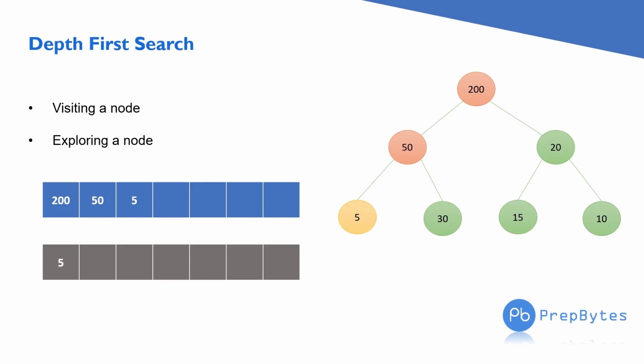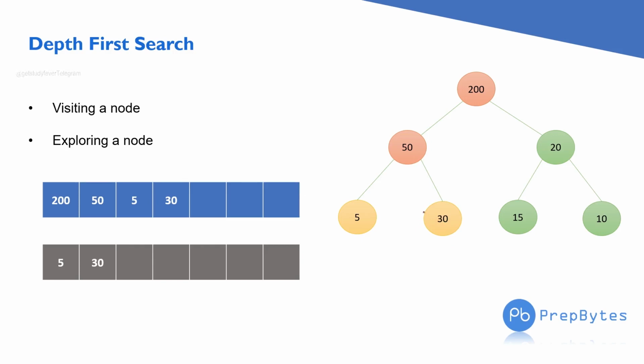After that it will go back to 50 and see if there are any other neighbors of 50. Yes, 30 is another neighbor of 50, so it will add 30 to the visited array. Fine. So now we have printed 200, 50, 5 and 30, correct? Is there any other neighbor of 30? No. So 30 is explored.